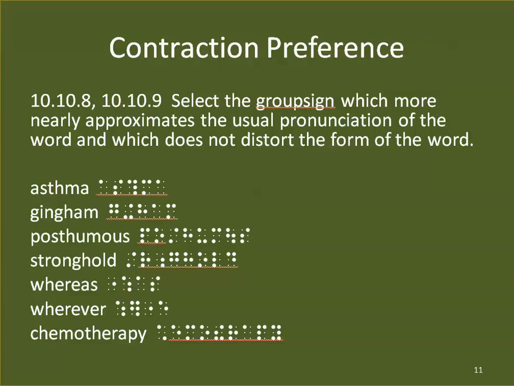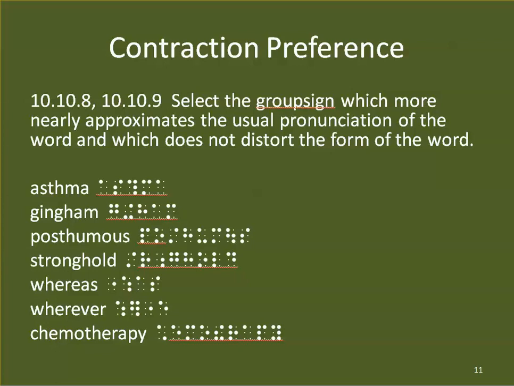If we select the group sign which more nearly approximates the usual pronunciation of the word, and which does not distort the form of the word. Now that sounds pretty subjective to me. Who decides the usual pronunciation, especially since we're talking multiple countries here with different pronunciations of words, or even regions? Who decides what the usual pronunciation is, or when a form of a word is distorted or not? I don't know. Hopefully someday we'll have some more clarification on that.